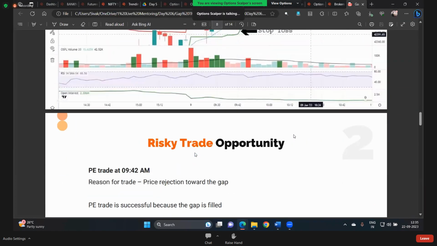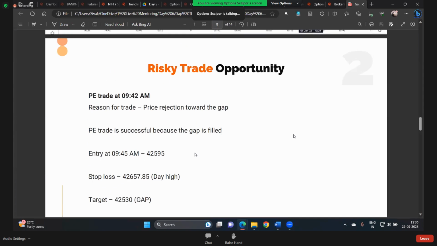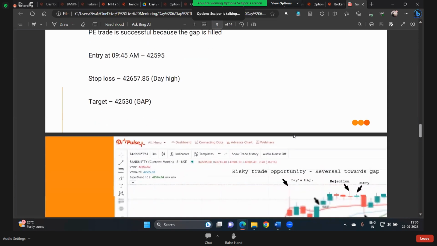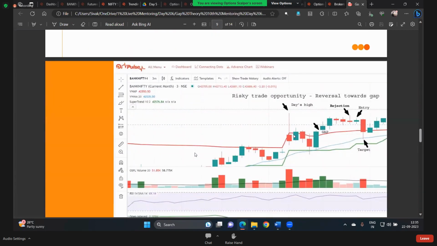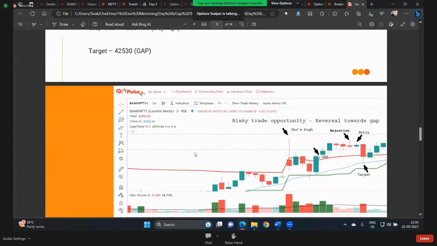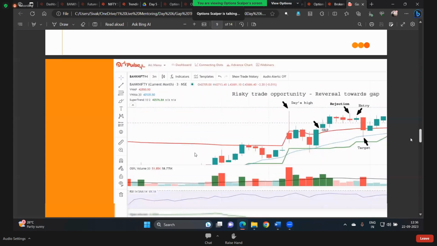Next, this is a PE trade, price rejection towards a gap. The PE trade is successful, but the gap is filled. Look at this gap. Okay, this is a gap. This is the day's high. You're getting a rejection there, and the market was playing within it.